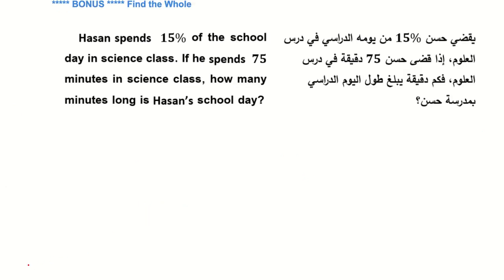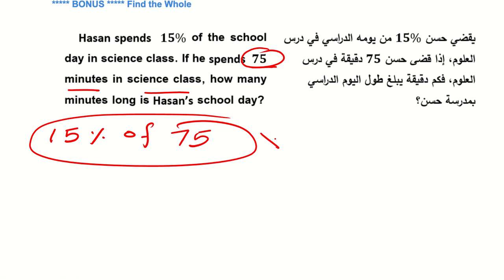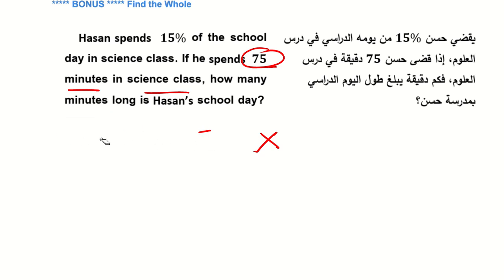Now another question can be: Hassan spends 15% of the school day in science classes. If he spent 75 minutes in science class, how long is Hassan's school day? So you see this, what normally students do as a mistake here. I will suggest you to pause the video and do the question yourself. See the common mistake students make: they take 15% of 75 and get an answer, and of course it is wrong, because he is not spending 15% of 75. In fact, 75 is the 15% of the total time.